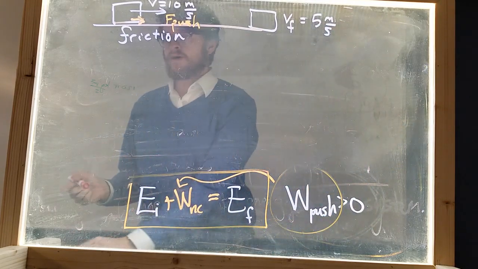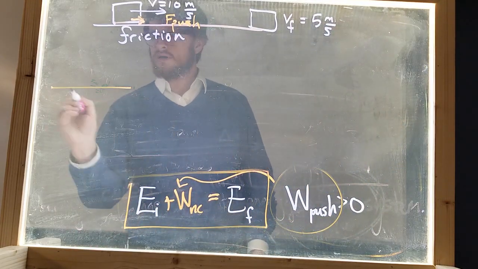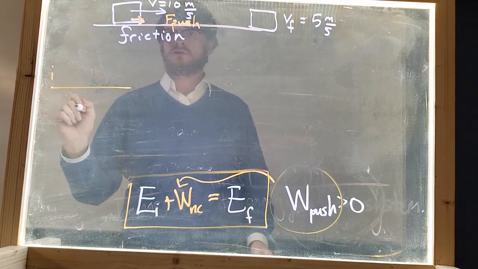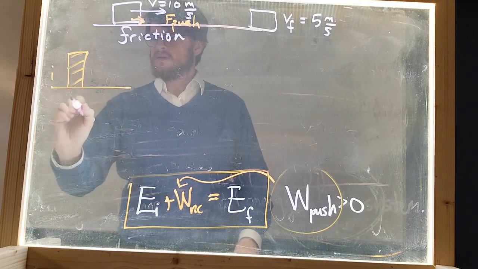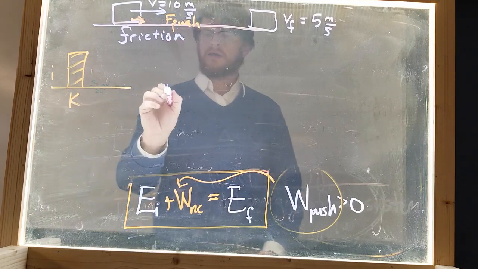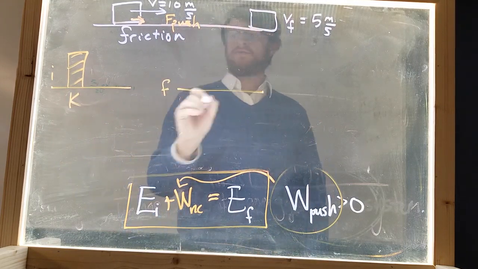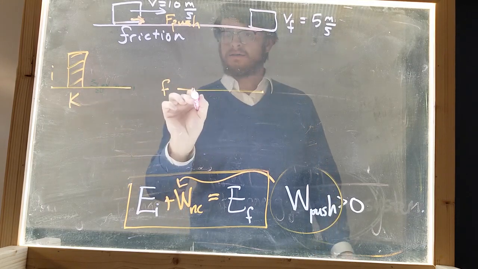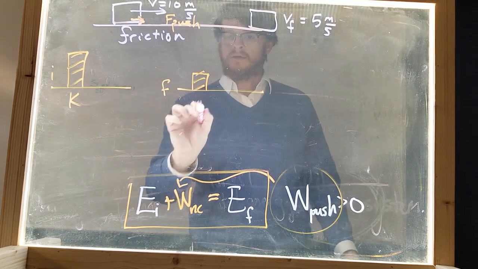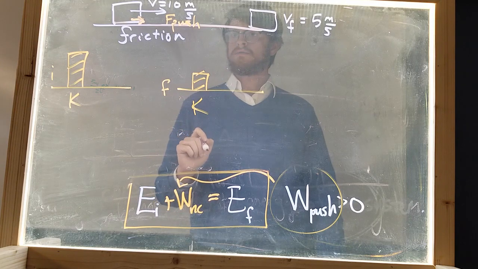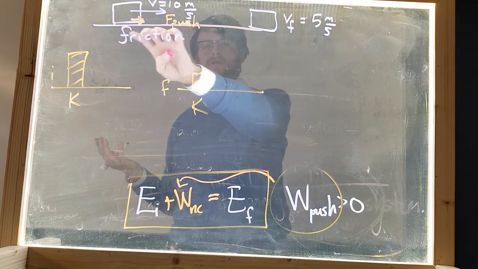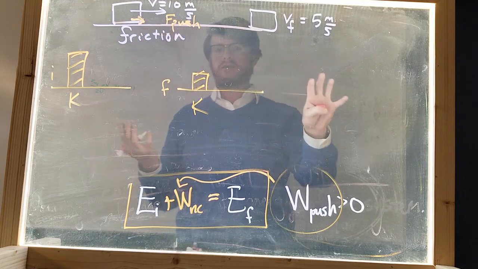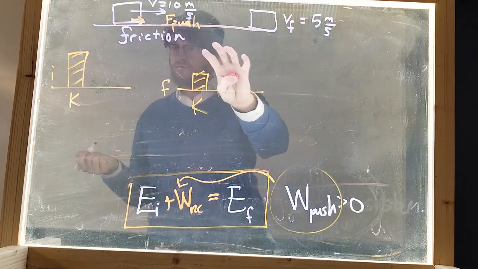So let's do our energy bar chart. For starters, so this is initial. For starters, we have some kinetic energy. And then finally, we have some kinetic energy, but it's less. And that's it. We don't have any other types of potential, right? Friction has definitely created some E-thermal.